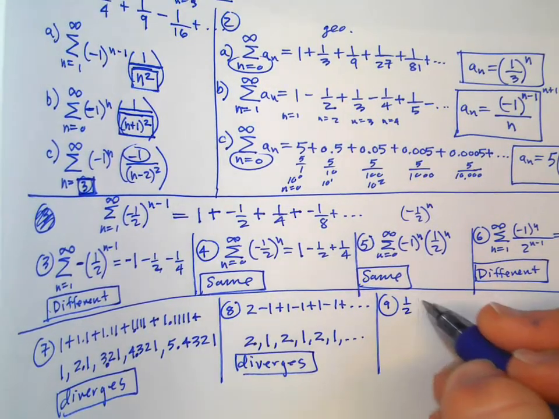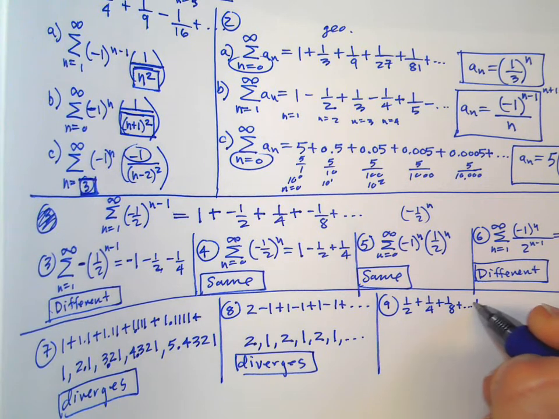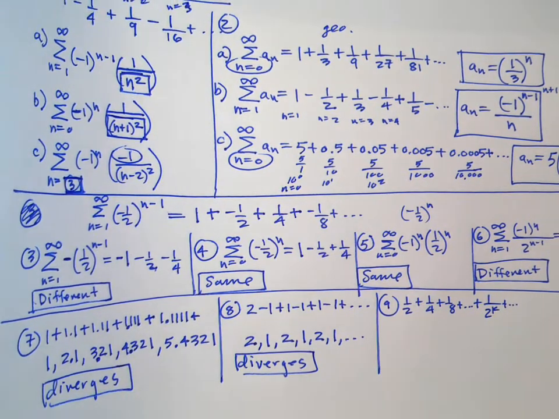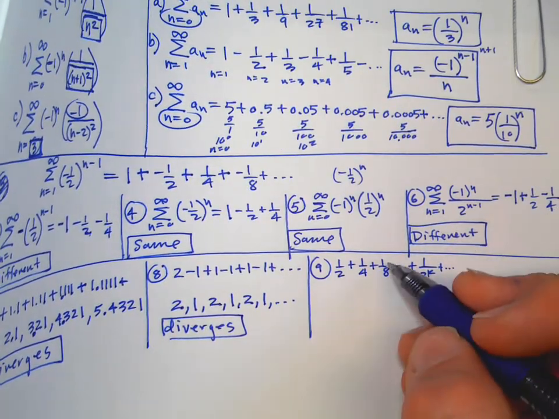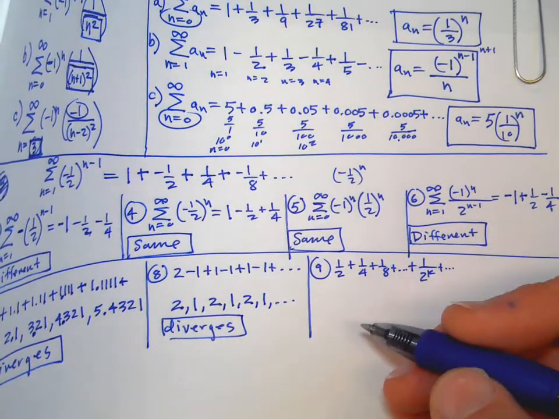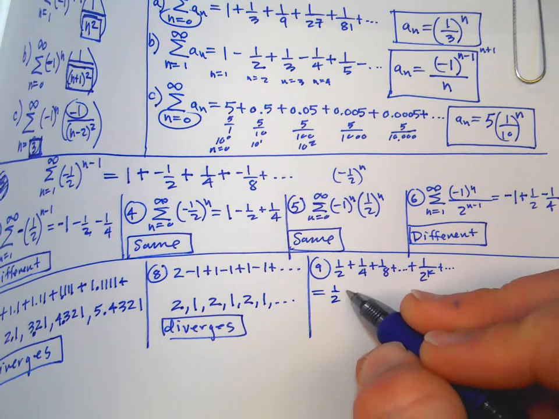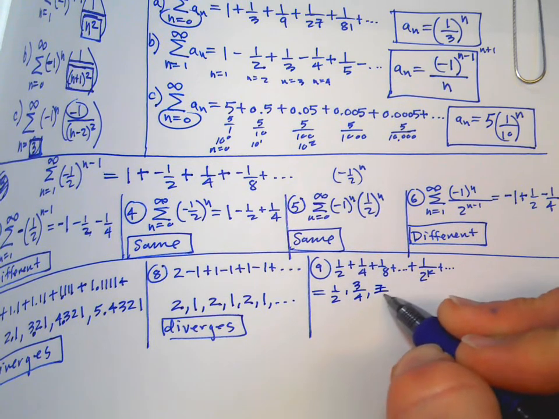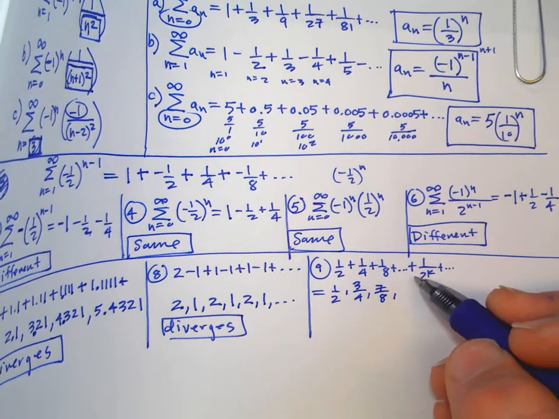Okay, number 9. 1/2 plus 1/4 plus 1/8 plus ... plus 1/2 to the k, giving you the general term. So the terms are getting smaller. That's good, but it's not enough. You can start writing the partial sums. 1/2, plus this would be 3/4, plus this would be 7/8. And so it looks like it's going towards a value of 1.